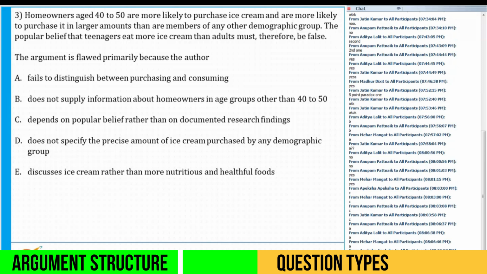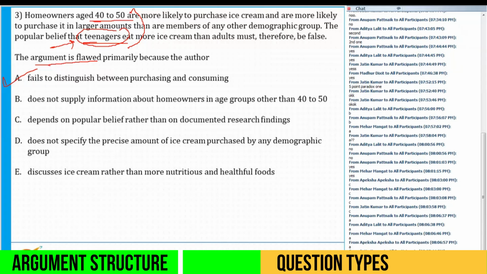If I am 40 to 50 years old, I am working, so it is obvious that I am the person who will have the money to pay. Teenagers are not working. So if a teenager has to have an ice cream, he will have to get the money from his or her parents. And parents are going to be in the age group of 40 to 50 in all probability. So even though the consumer is a teenager, the person who's purchasing it may not be the teenager. So yes, the argument is flawed because it fails to distinguish between purchasing and consuming. The person who is purchasing something is not necessarily the consumer of that thing.